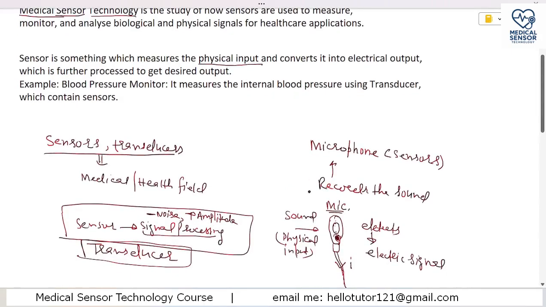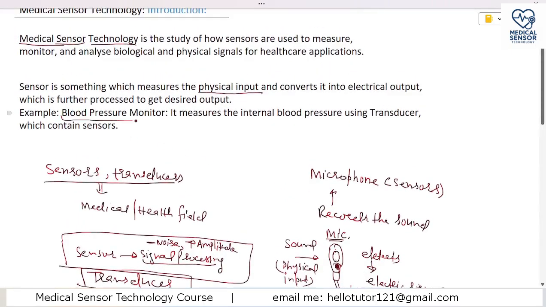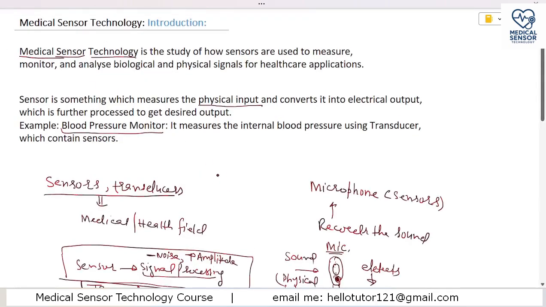Now, because we are in this medical sensor technology course, we will not be talking about the microphone further, but it was just an introduction. Let us talk about the blood pressure monitor. In medical sensor technology, most devices like USG, electrocardiograph, and the blood pressure monitor work on the same kind of chain. The steps are the same. So I will explain the blood pressure monitor in some depth, because it is the blueprint of all the devices which we use in healthcare.